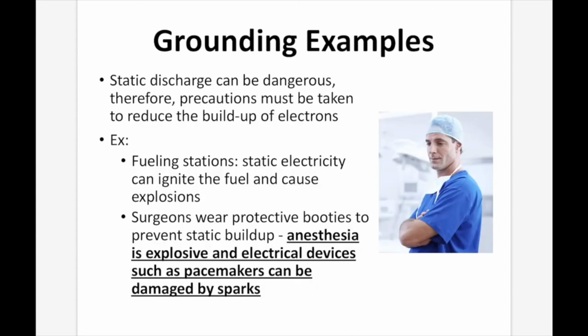Grounding examples. Static discharge can be dangerous. Therefore, precautions must be taken to reduce the buildup of electrons. For example, at fueling stations, static electricity can ignite the fuel and cause explosions. So if a big truck comes along with its big rubber wheels, those wheels touch the pavement, and that can create a lot of excess electrons on the truck. Now, when you start fueling it up, that fuel can be ignited by these electrons jumping from the truck to the fuel, potentially causing a fire.